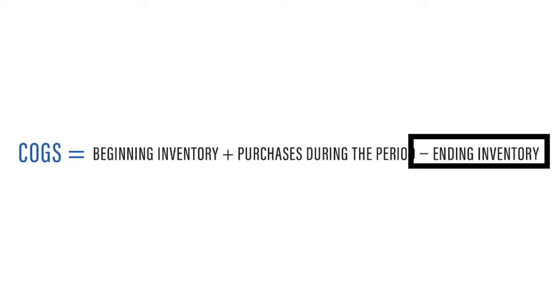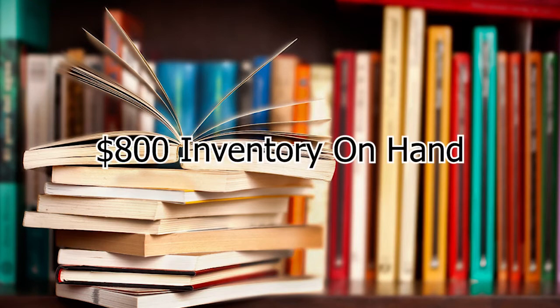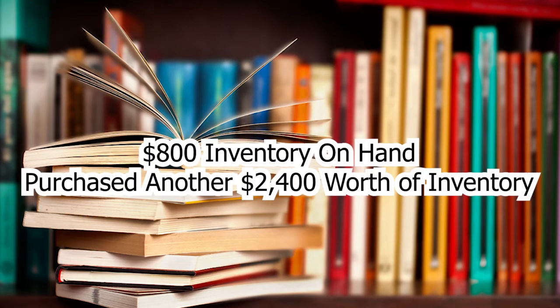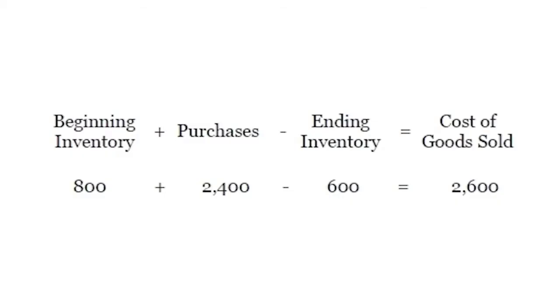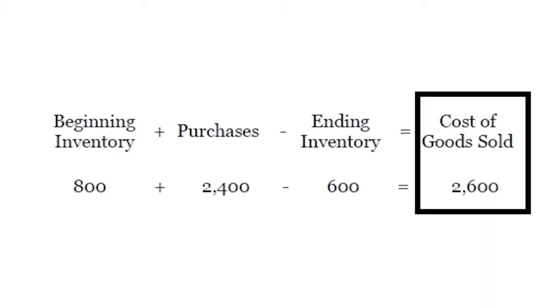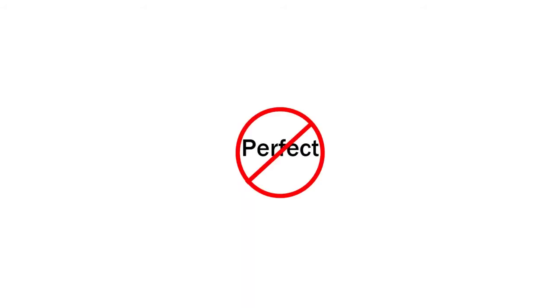For example, Karina has a business selling books on eBay. An inventory count at the beginning of November shows that she has $800 worth of inventory on hand. Over the month, she purchased another $2,400 worth of books. Her inventory count at the end of November shows that she has $600 of inventory on hand. Using the equation we just talked about, we learn that Karina's cost of goods sold for November is $2,600, calculated like this.